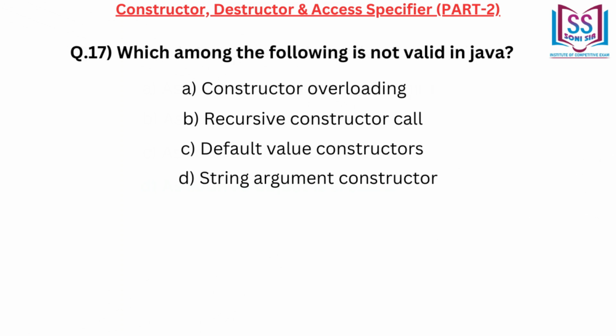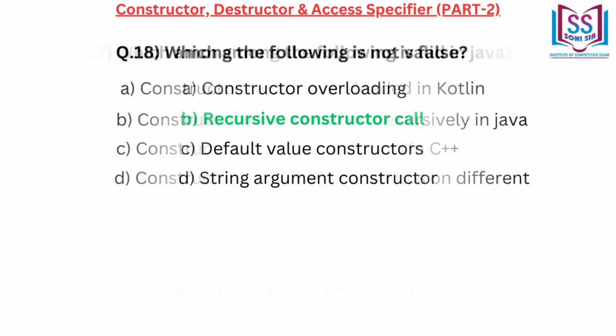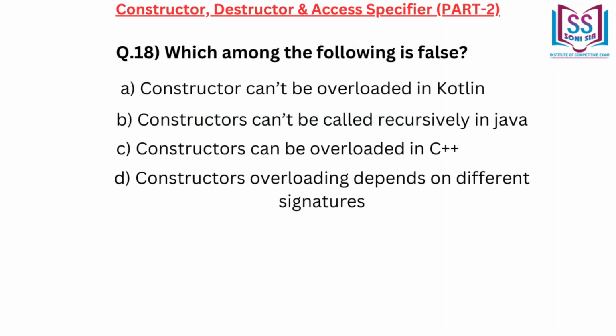Which among the following is not valid in Java? A. Constructor overloading. B. Recursive constructor call. C. Default value constructors. D. String argument constructor. Correct answer B. Recursive constructor call.